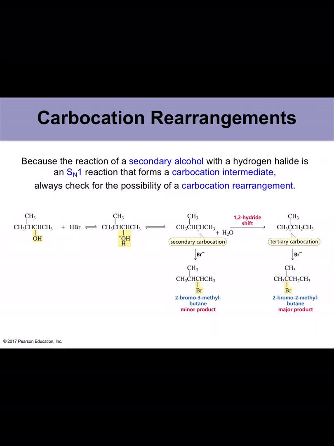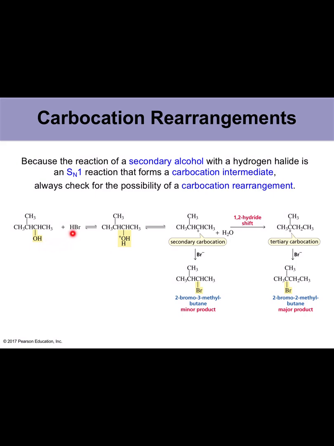We can also see how the carbocation rearranges in these types of reactions. Because the reaction of a secondary alcohol with a hydrogen halide is an SN1 reaction that forms a carbocation intermediate. Always check for the possibility of carbocation rearrangement. So let's see here, we have a secondary carbon carrying a hydroxyl group, and you add hydrogen bromide.